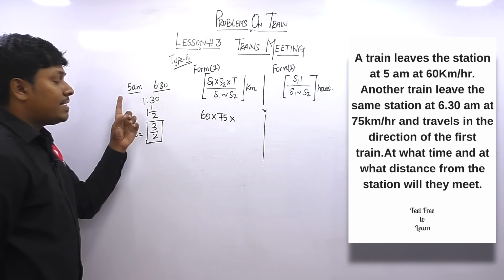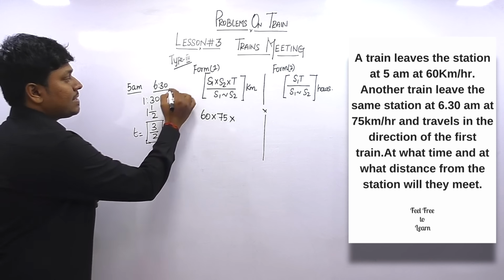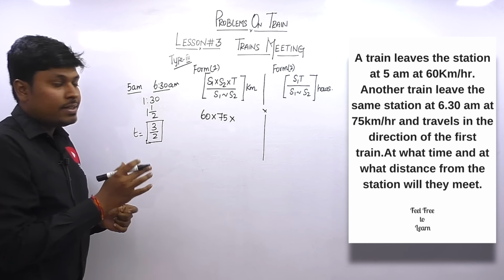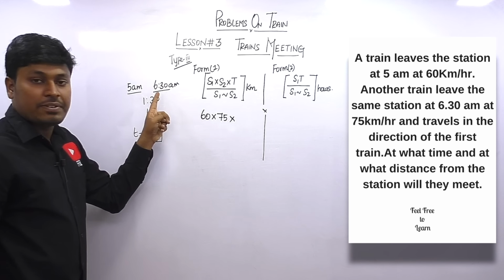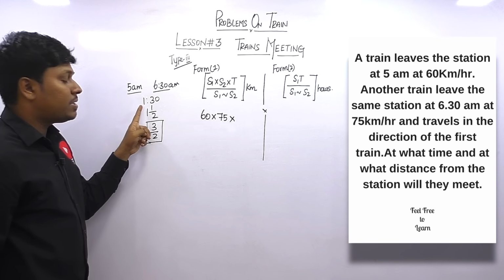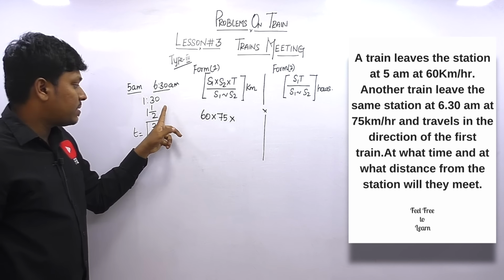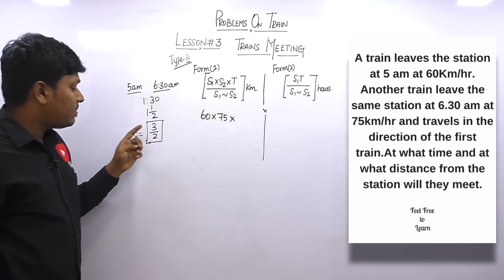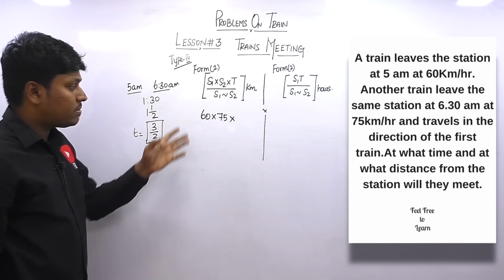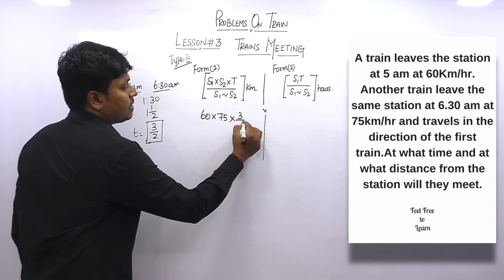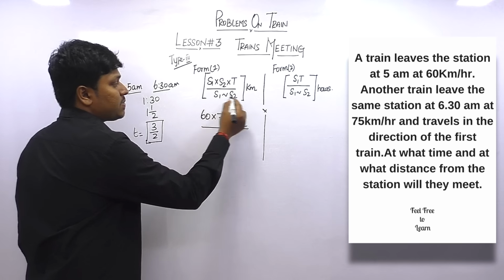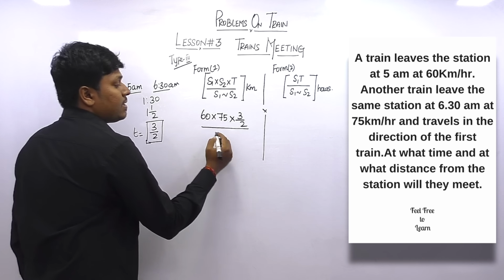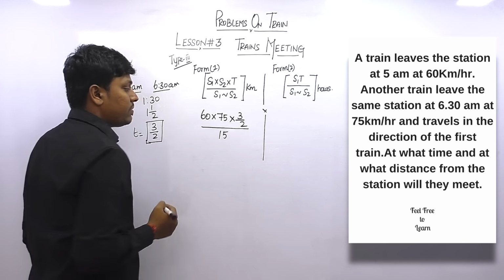Friends, got it? The first train starts at 5 a.m. in the morning and the second train at 6:30 a.m. So the value of t will be the time difference of both the trains, which will be 1 hour 30 minutes. So 30 minutes I have taken as 1 by 2. After converting this mixed fraction, we got the time difference as 3 by 2. So substitute the value of t here, that is 3 by 2, multiplied by S1 into S2, divided by S1 minus S2. So 60 and 75, the difference will be 15.